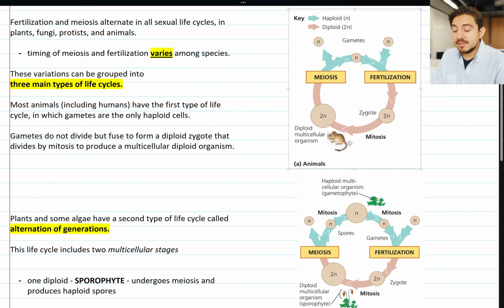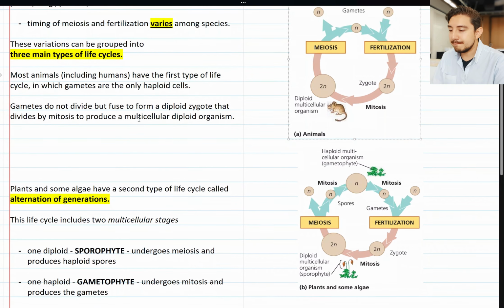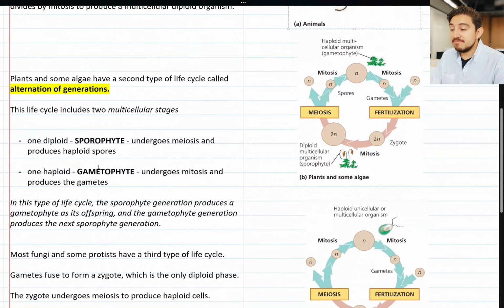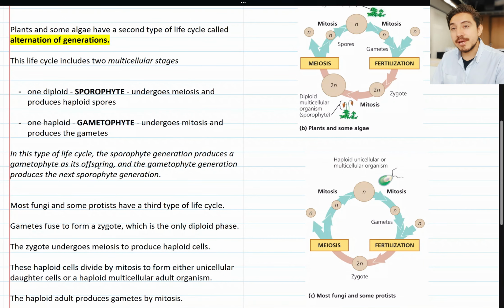That zygote will then divide under mitosis to produce an adult individual through time, which will themselves undergo meiosis. So most animals have the first type of life cycle in which gametes are the only haploid cells, and then they will divide through several processes. And then plants and algae have another type of life cycle that is called alternation of generations.